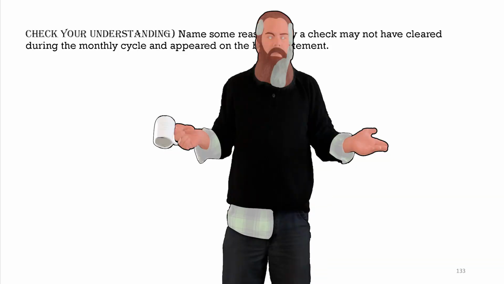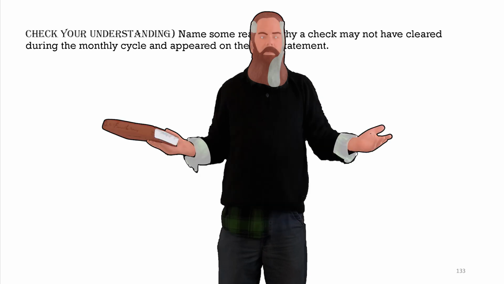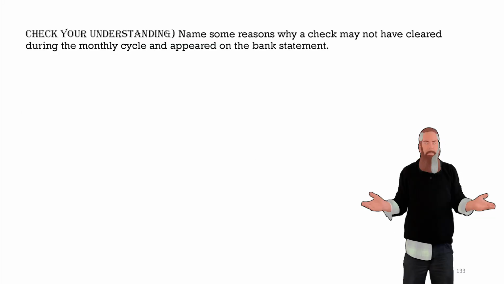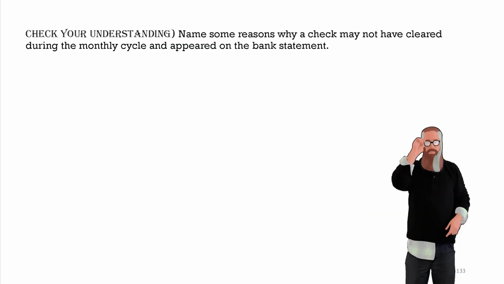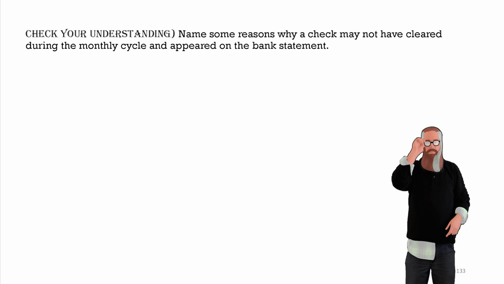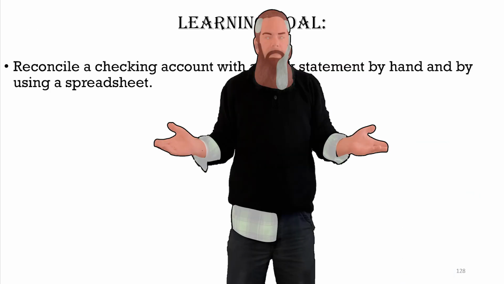Let's check your understanding and name some reasons why a check may not have cleared during the monthly cycle and appeared in the bank statement. So just as an example, many people in business hold on to a check and do not deposit or cash it immediately. If checks are written toward the end of an account cycle, they will probably appear in the next month's statement. Now let's reconcile a checking account with a bank statement by hand and by using a spreadsheet.